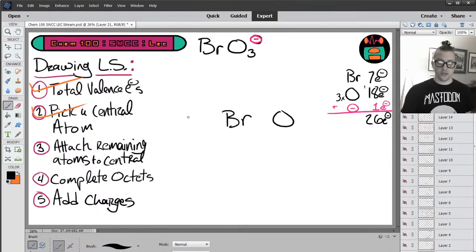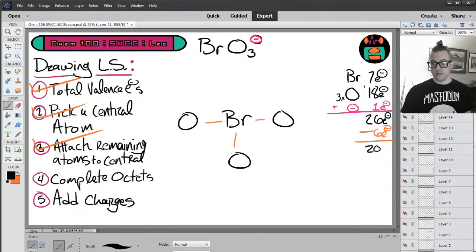Let's attach our other atoms. Now we have 3 oxygens to attach, so this is going to cost us 6 electrons.